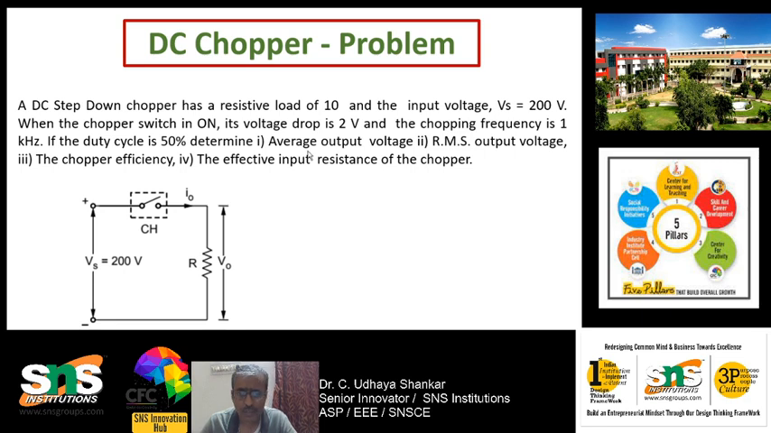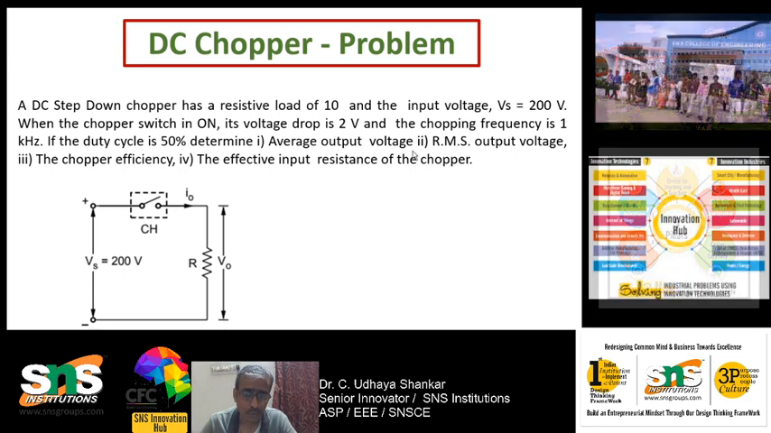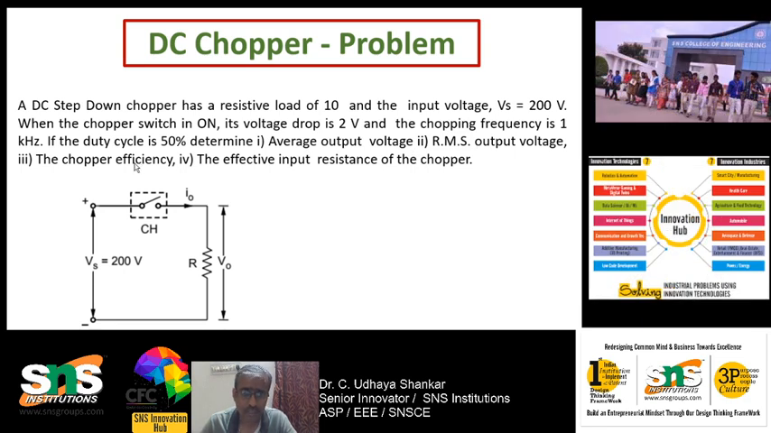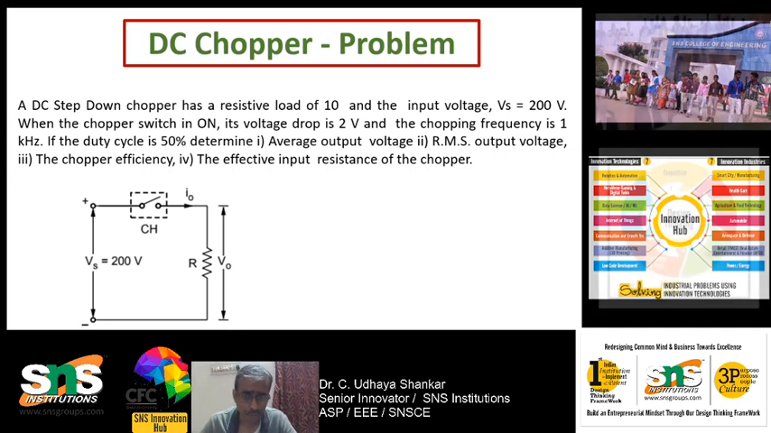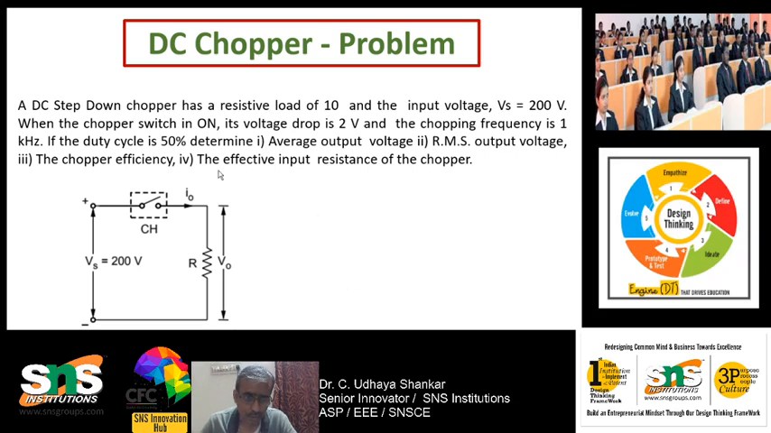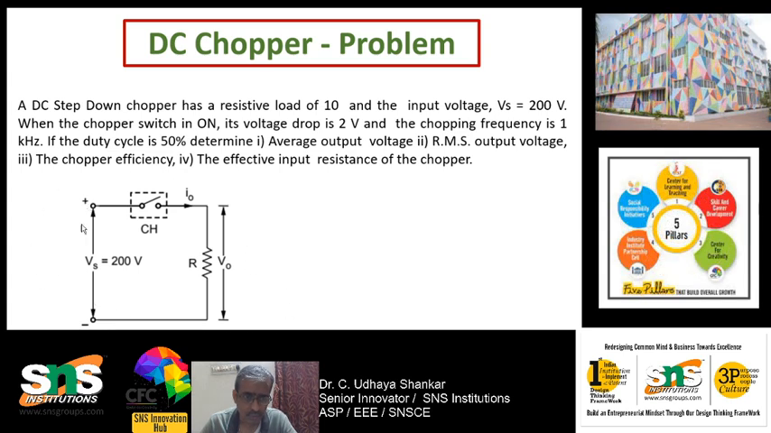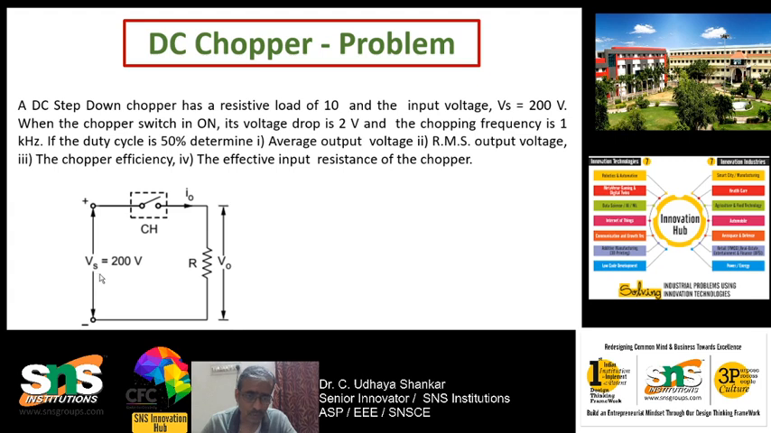So what we have to determine is the average output voltage, RMS output voltage, chopper efficiency, and as well the effective input resistance of the chopper. So first you have to draw this diagram. Whatever the problem that has been asked, please draw the diagram first. Since it is DC, we are putting plus and minus here. The supply voltage is given as 200 volts. From the problem you can see it is 200 volts. This diagram will not be given in the exam, so you have to draw it by yourself.